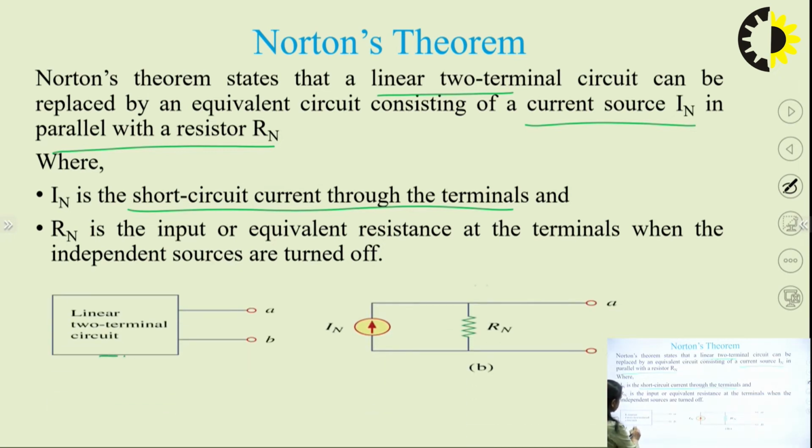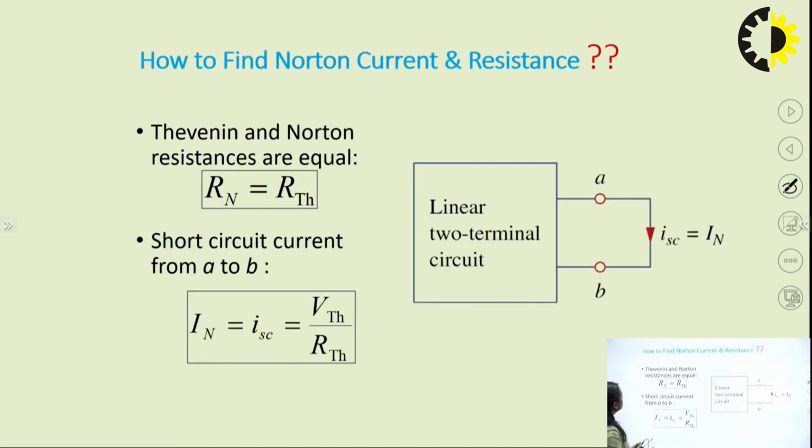So here this is the circuit. We have replaced this circuit with the Norton equivalent circuit. In Thevenin we drew one voltage source and connected the resistance in series with it, but here the current source is here and now this Rn is connected in parallel with it. So this is the Norton equivalent circuit for any given circuit, right? Now, how to find Norton current and resistance? Like we have seen in Thevenin how to find VTH and RTH, in a similar way, how to find the current and resistance.